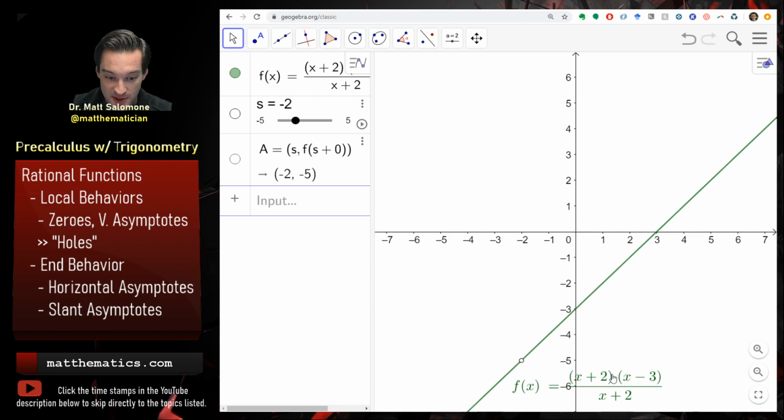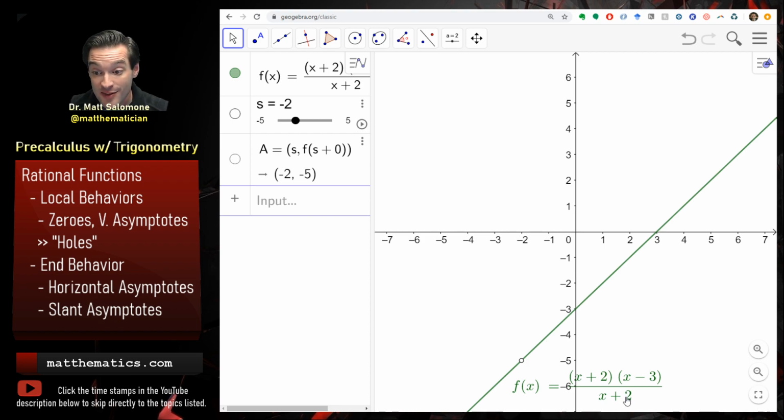This expression, x plus 2 times x minus 3 over x plus 2, looks an awful lot like I should just be able to cancel these factors of x plus 2. And if I do that, I get f of x equals x minus 3, which is the straight line. The graph has a straight line that we're looking at right here, right? Slope of 1, y-intercept of negative 3.